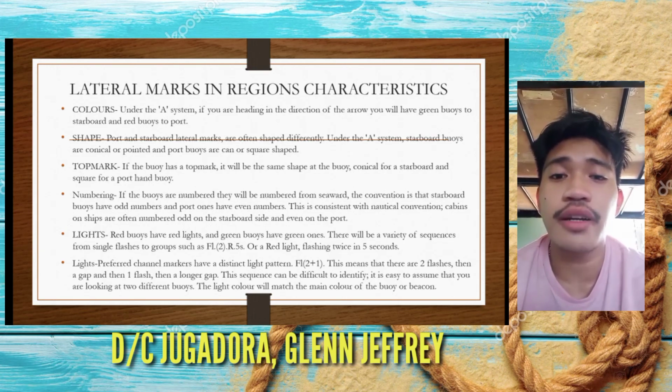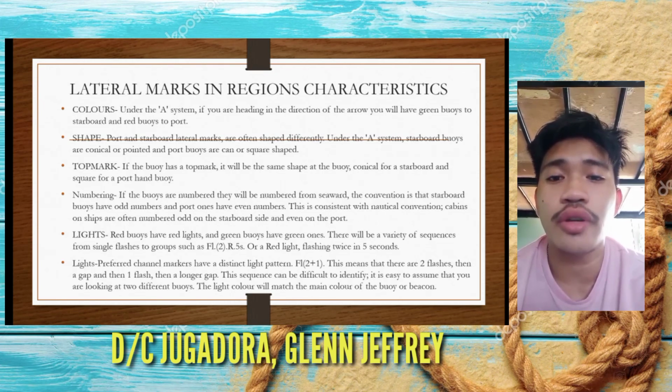Lights: preferred channel markers have a distinct light pattern, Fl(2+1). This means that there are 2 flashes, then a gap, and then 1 flash, then a longer gap. This sequence can be difficult to identify. It is easy to assume that you are looking at 2 different buoys. The light color will match the main color of the buoy or beacon.